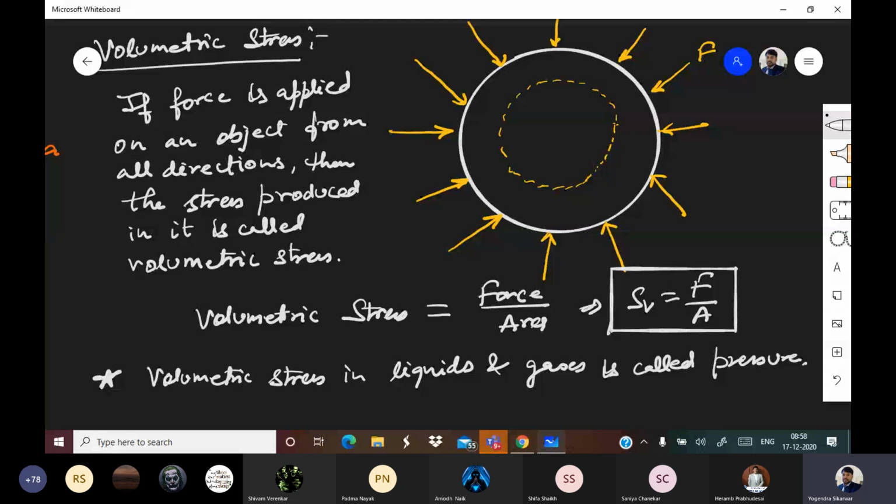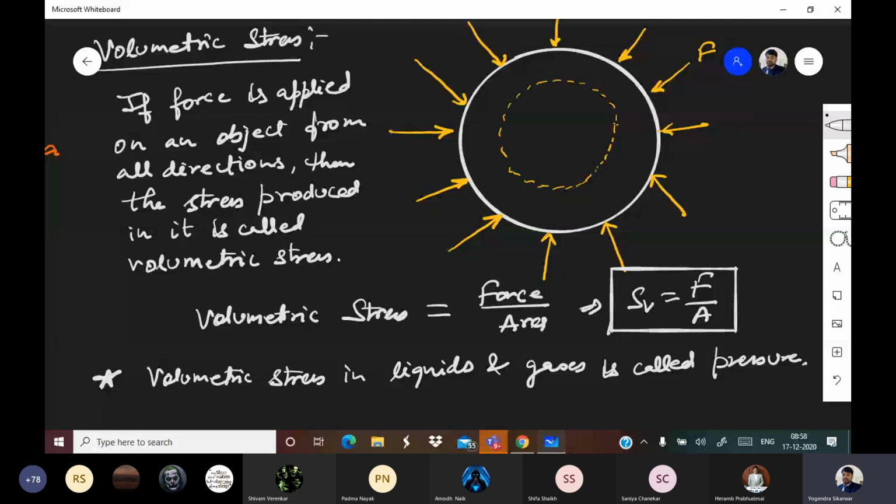The line will be very blurred if you go into liquids or gases and then you start talking about volumetric stress. Just to give you an example, suppose you are filling air in a balloon, then what is happening? Inside, air pressure is there and the balloon surface is experiencing what? Volumetric stress. The balloon surface will experience volumetric stress. All right, like that.